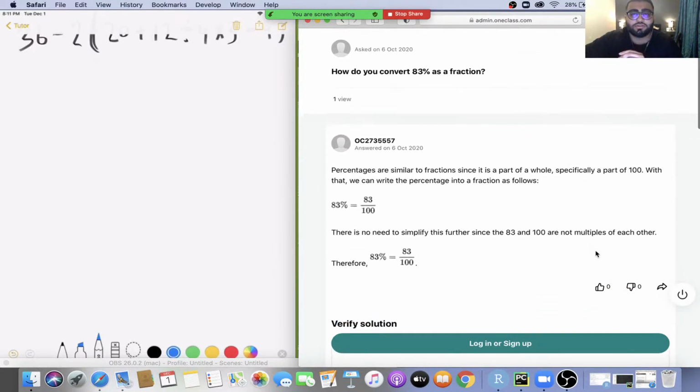Our next question is, how do you convert 83% to a fraction? So percentages are similar to fractions since a percentage is a part of a whole, especially a part of 100. With that, we can write the percentage as a fraction as follows. 83% is equal to 83 over 100. Since we can't simplify these numbers any further, as there's no common factor between them to take out, we're just going to leave it as 83 over 100.